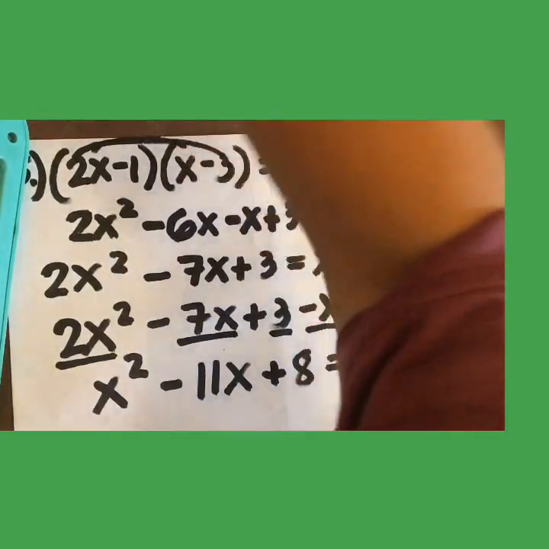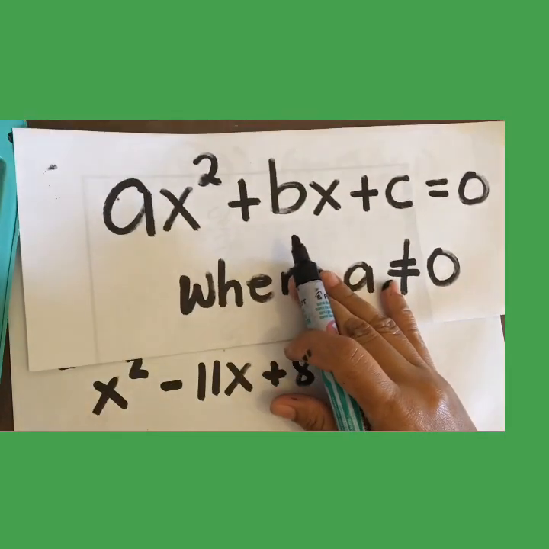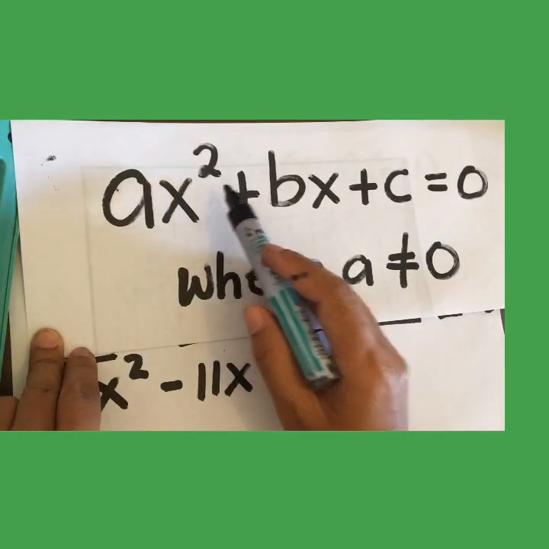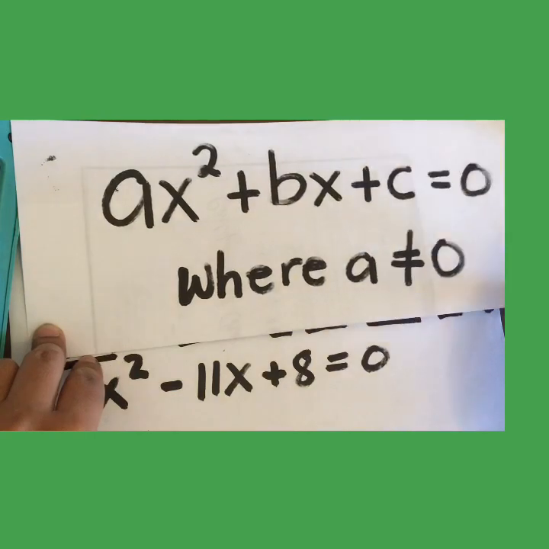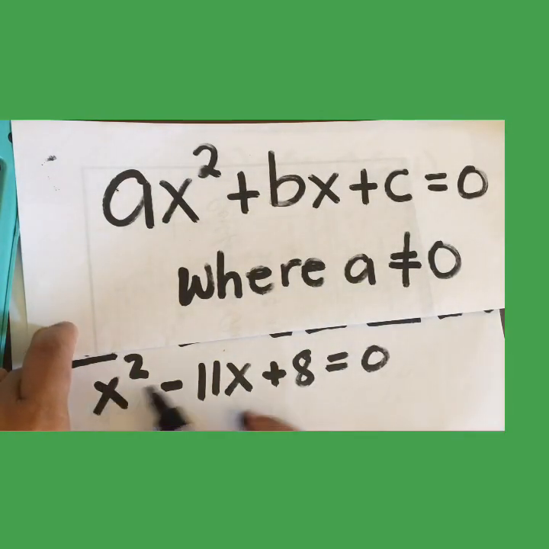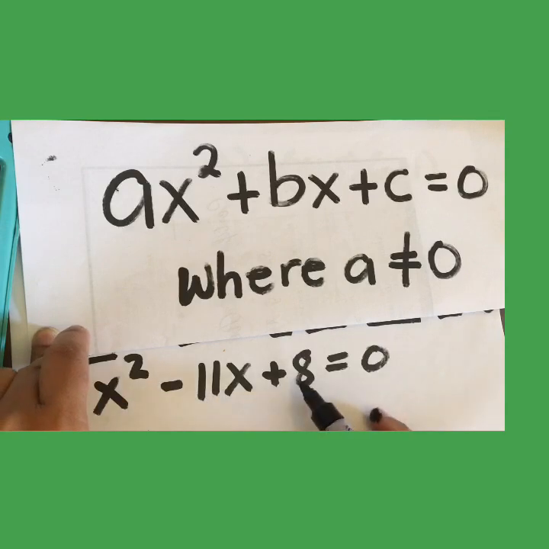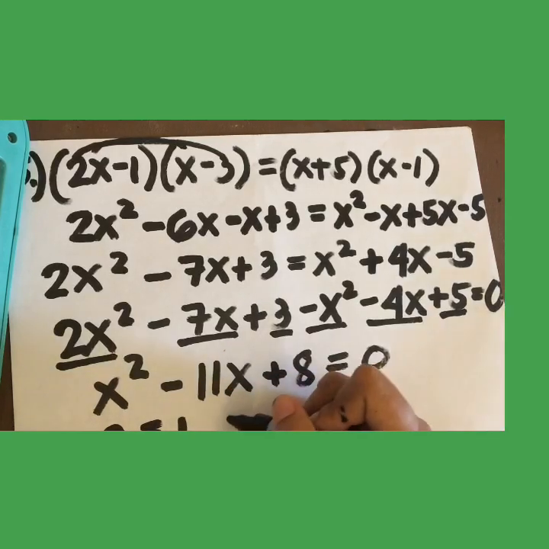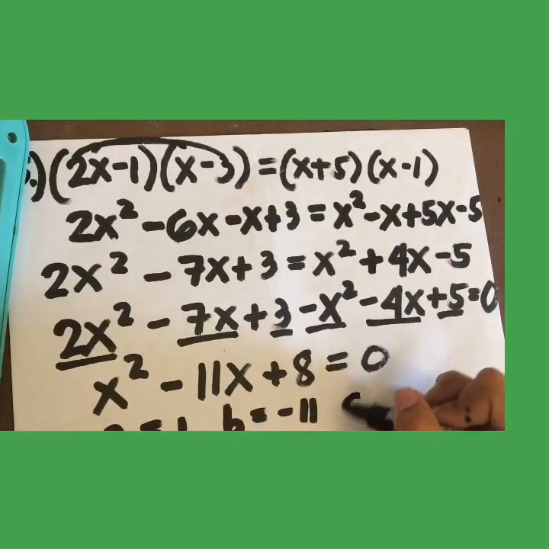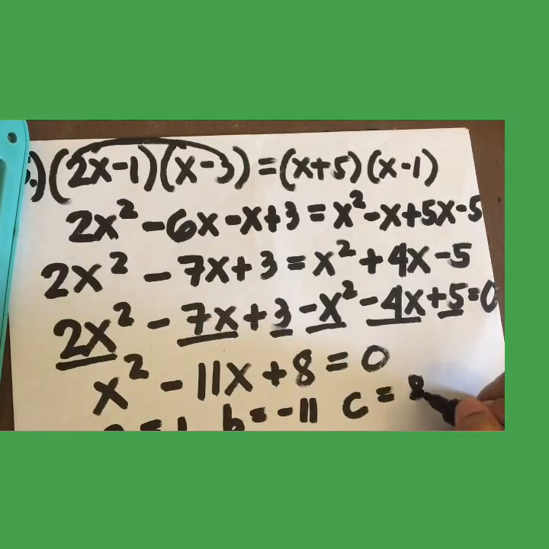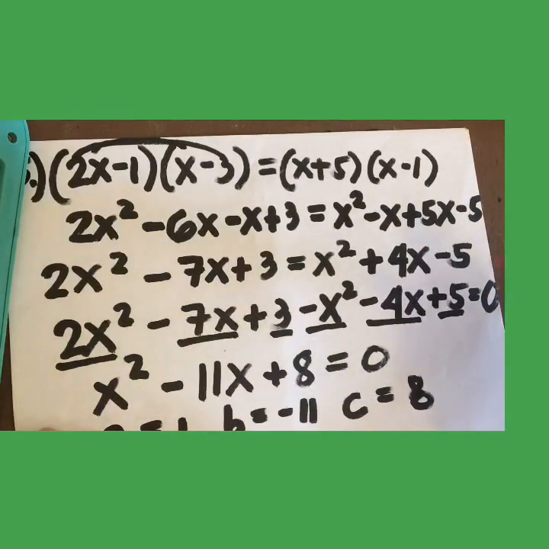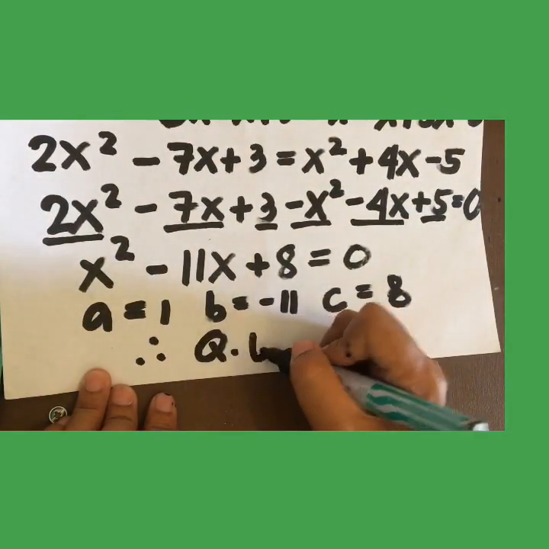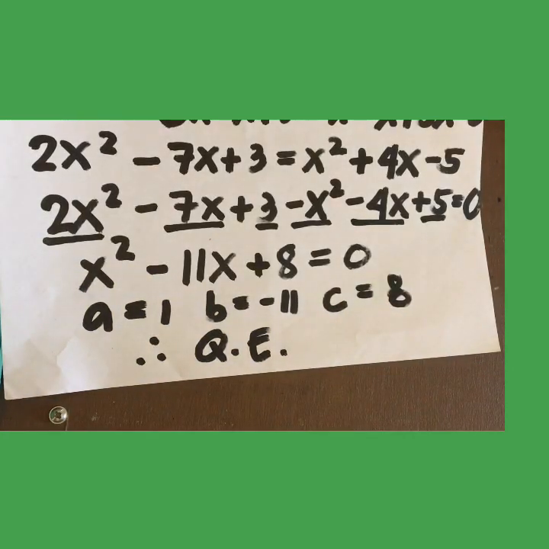So, as you can see, it satisfies the equation. You have highest degree is 2 and a is not equal to 0. Okay, we have the value of a, which is 1, value of b is negative 11, and value of c, or your constant, is 8. So, a is 1, b is negative 11, and c equals 8. Therefore, this is a quadratic equation.